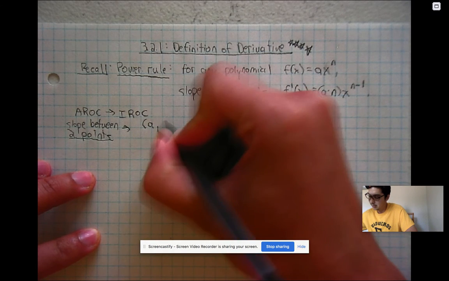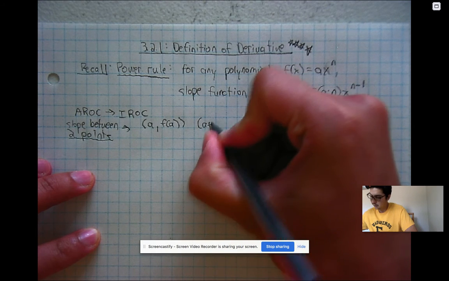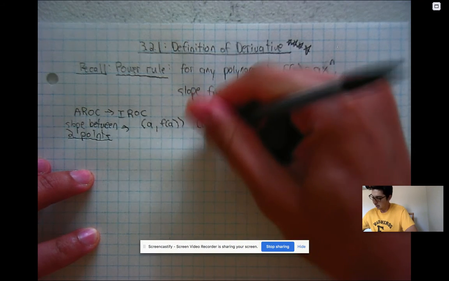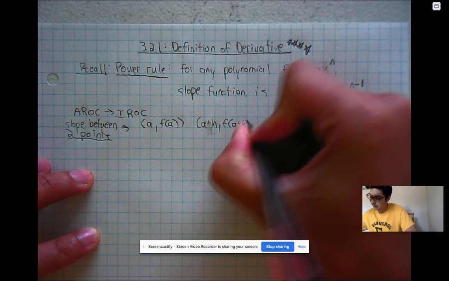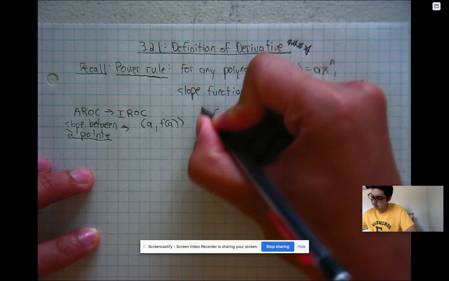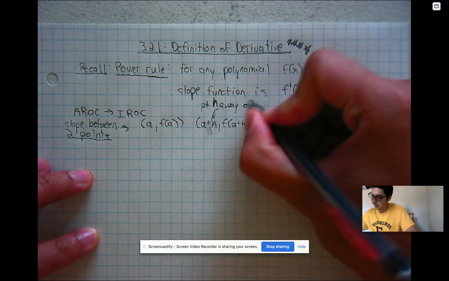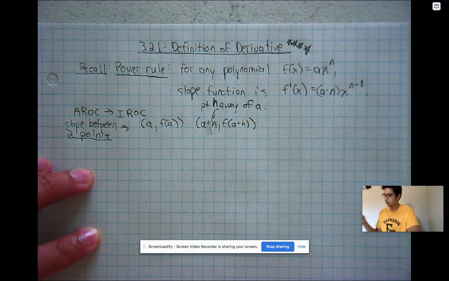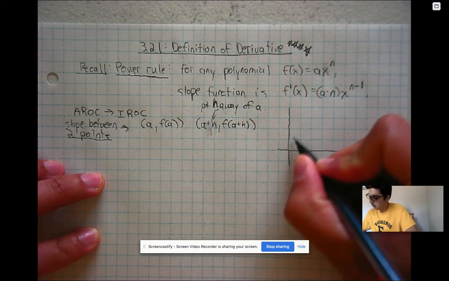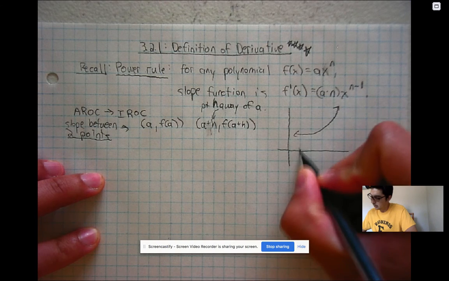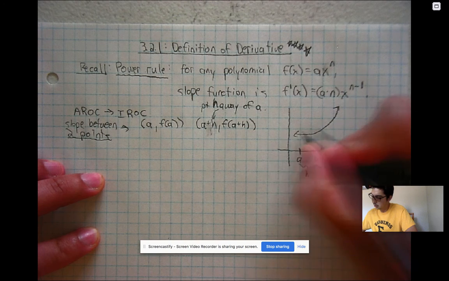So say we pick a point a comma f of a, and your other point is a plus h, and then the function at a plus h is the y value. Remember that this is some point that's h away from a. I'll draw a curve here to help you visualize it. So you have an arbitrary curve, and you have a point A, and then you have another point A plus H, which is some point H away.